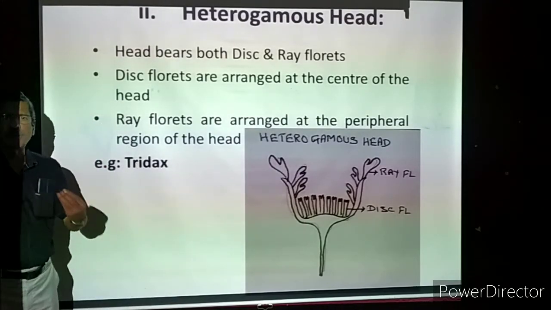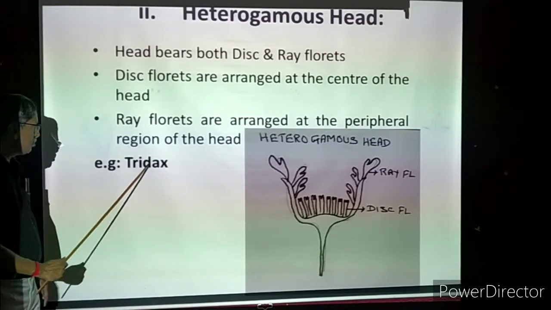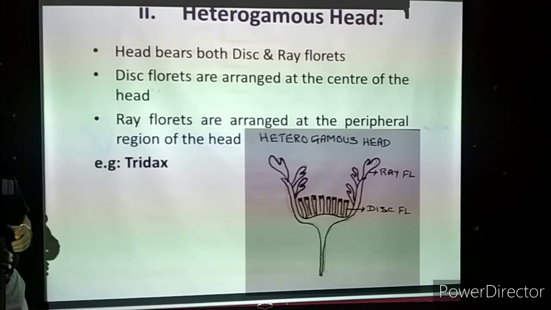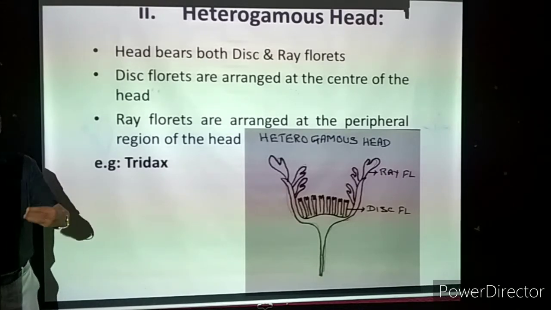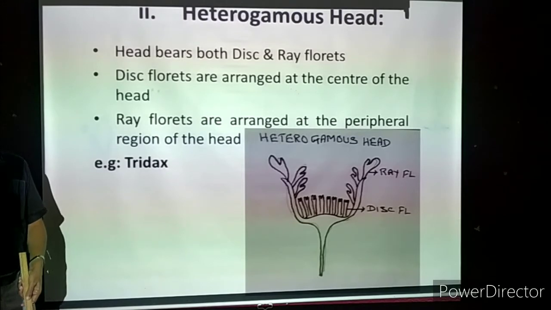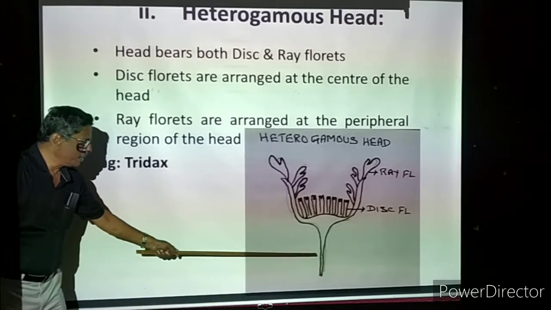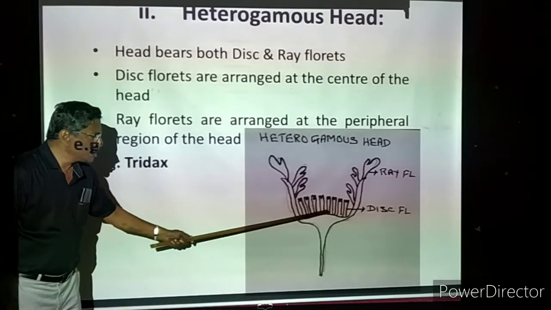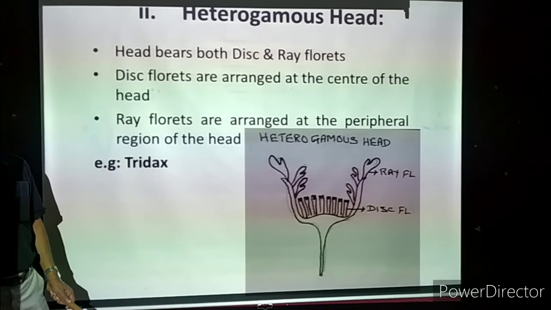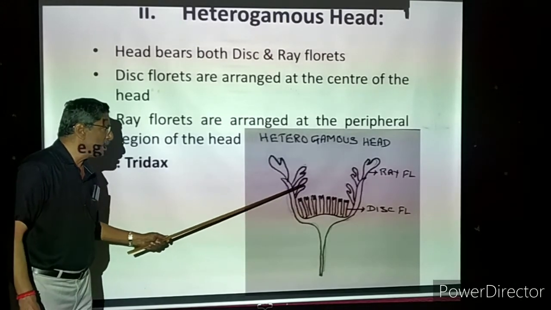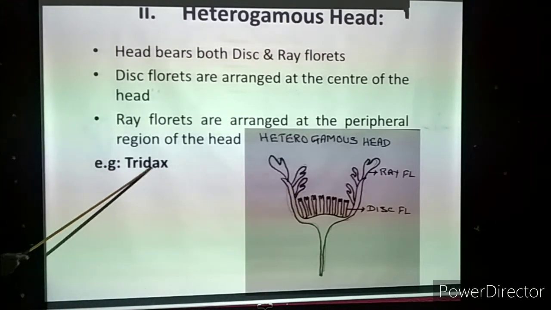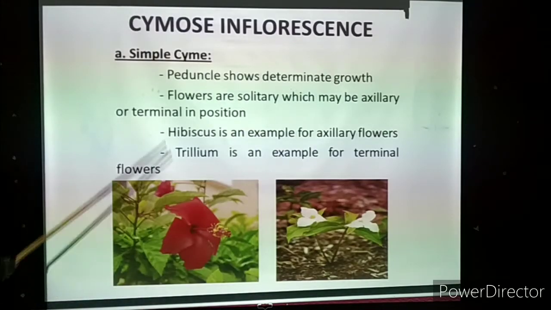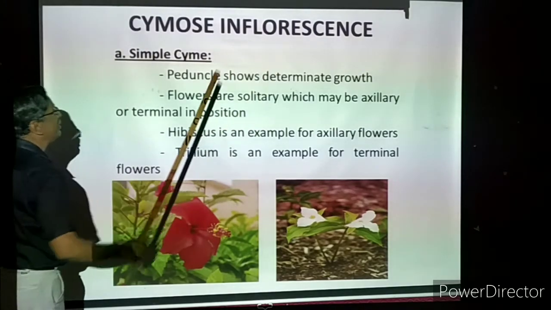Example for this is the Tridax. Now the Tridax is a small plant. It is a herb. Normally the Tridax plant grows in the small water canals in the agricultural field. This plant will have leaves and all, they are spreading. But one small axis, that is called a peduncle, will be very thin. It is growing long, maybe 1 foot long. At the tip, a small cup-like structure will be present, very, very small in size. And in that, disc florets and ray florets will be there. Such a plant is called a Tridax. Example for heterogamous head.